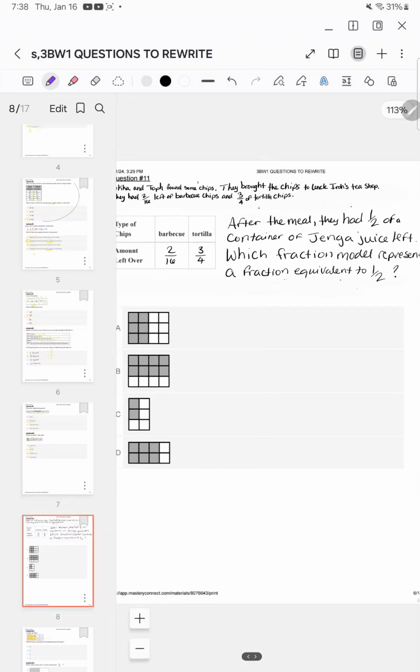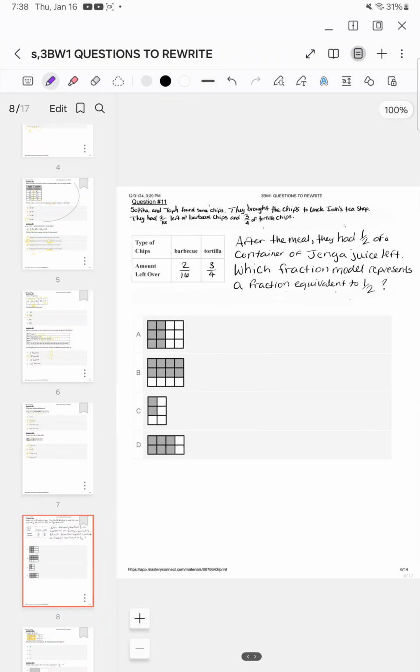So let's see this here. Sokka and Toph found some chips. They brought the chips to Uncle Iroh's tea shop. They had 2/16 left of barbecue chips and 3/4 of tortilla chips. So here you see the amount they have. Now, after the meal, they had 1/2 of a container of Jenga juice left. Which fraction model represents a fraction equivalent to 1/2?